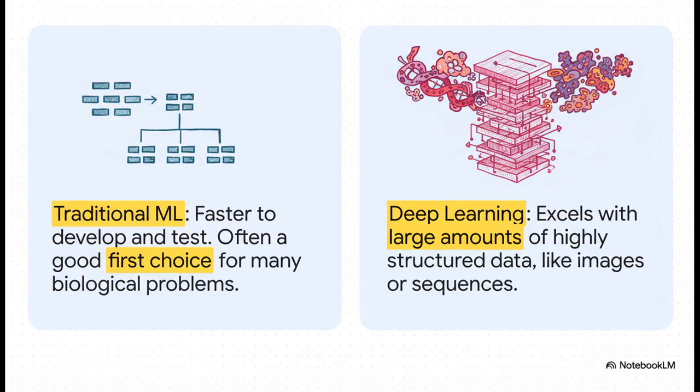The second key difference is between what we call traditional machine learning and deep learning. Traditional methods, think support vector machines or random forest, tend to be faster, they're often easier to interpret, and they can work really well on smaller, well-structured datasets. Deep learning, on the other hand, uses these very complex neural networks. It really shines when you have just massive amounts of data with really intricate patterns, like you see in genomics or imaging. The trade-off, though, is that it can sometimes be a bit of a black box, making it harder to understand exactly how it's making its decisions.